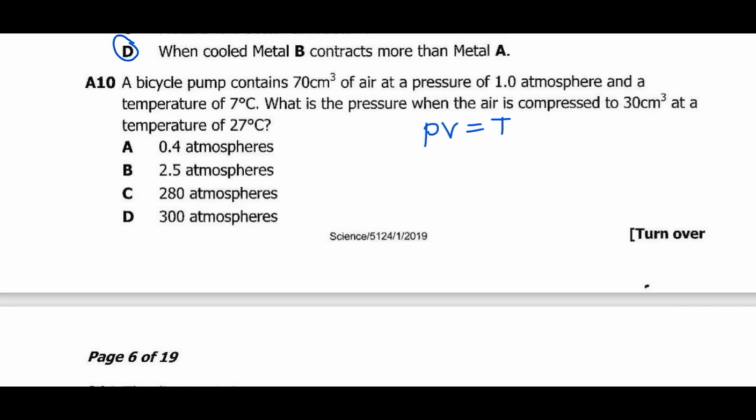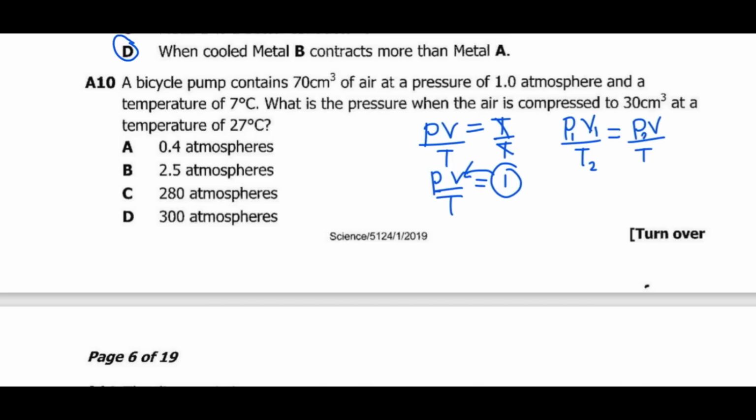So let's divide by T, so that even here we will divide by T. Whenever we divide, we'll know that PV over T is equal to 1. Now where there is 1, we are going to put the same thing. So this is PV over T is equal to PV over T. Then we say 1, 1, 2, 2, 2, 2. Now remember, whenever you are given a temperature in degrees Celsius, remember to convert into Kelvin.